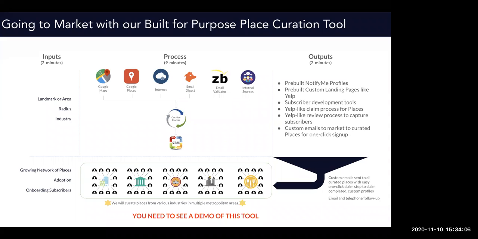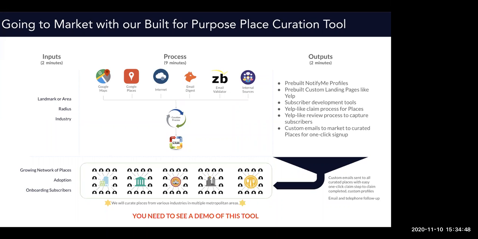curation process. And what we get are these outputs over here on the right-hand side: pre-built NotifyMe profiles, pre-built custom landing pages that are like but more sophisticated than Yelp, subscriber development and onboarding tools, Yelp-like claim processes for places, Yelp-like review processes for places to capture new subscribers. Because let's face it, every subscriber a place lands is a NotifyMe user, so we benefit from that directly. And custom emails to market curated places for one-click sign up. We do a very similar claim process that Yelp does.